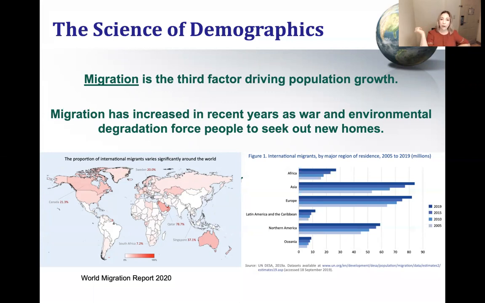Now, if we look at this chart that I put down here, you can see the darker blue is 2019, the lighter blue is 2005. So you can see that all across the world, migration is increasing, especially in Asia and parts of Europe. So that is going to change human populations throughout the globe. And along with that come different environmental challenges.